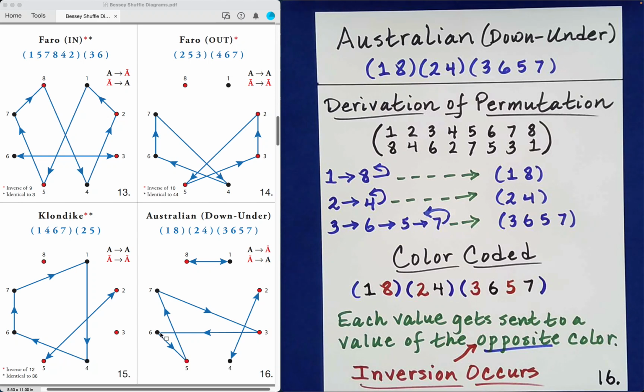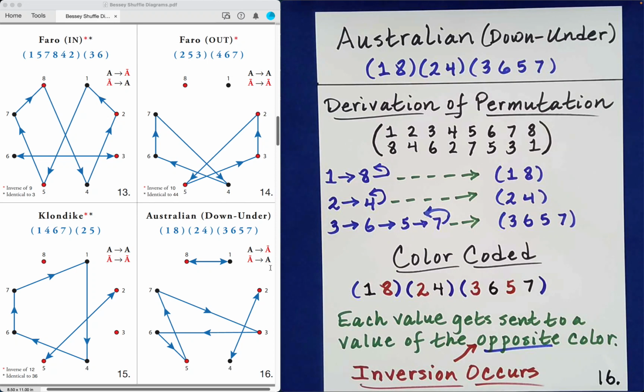6 goes to 5, which is down here, which you can't see at the moment. And then 5 goes up to 7. And finally, 7 goes back to 3, which completes that cycle. So here we would say that values 1 and 8 are in the same orbit, 2 and 4 are in the same orbit, and 3, 6, 5, 7 are in the same orbit.